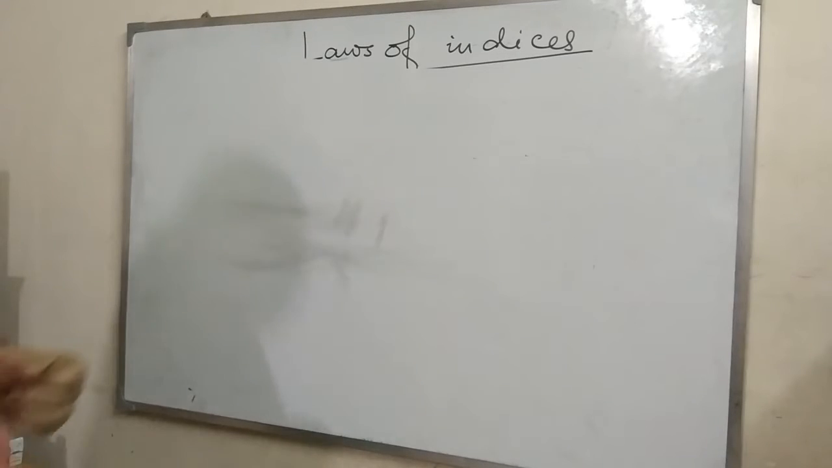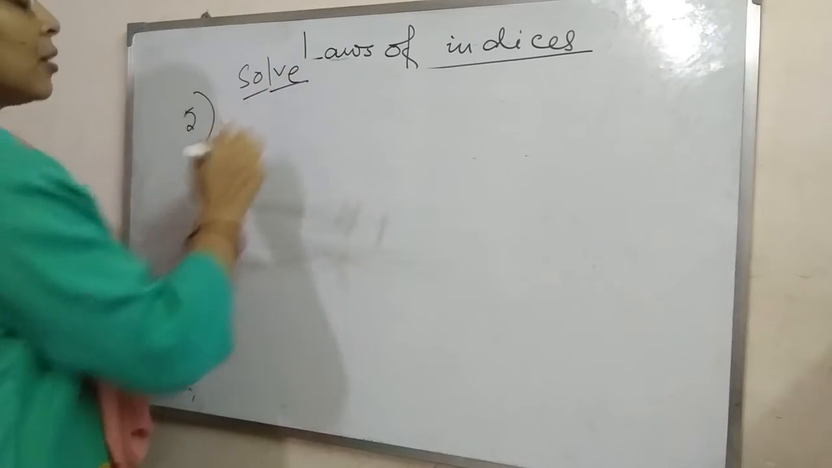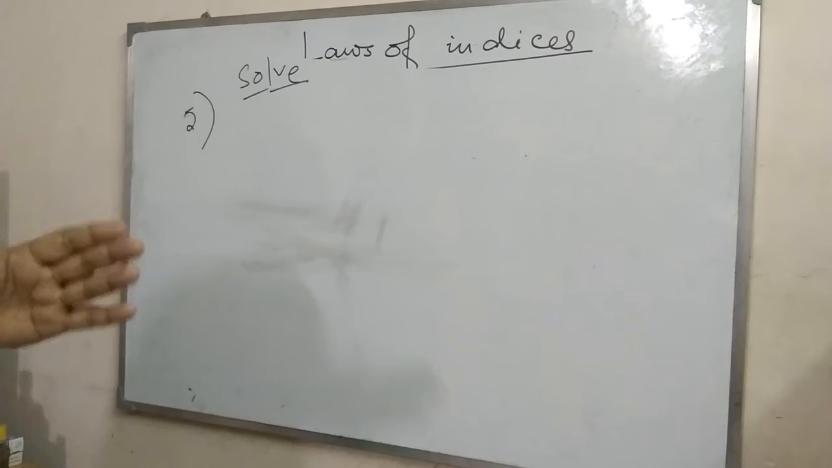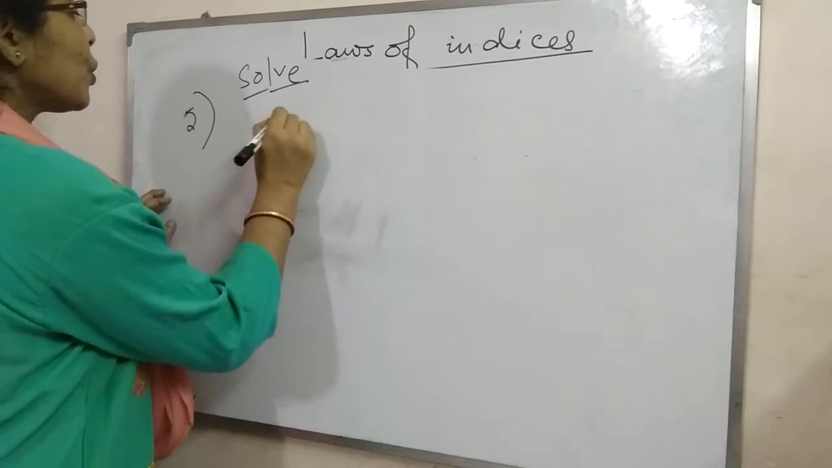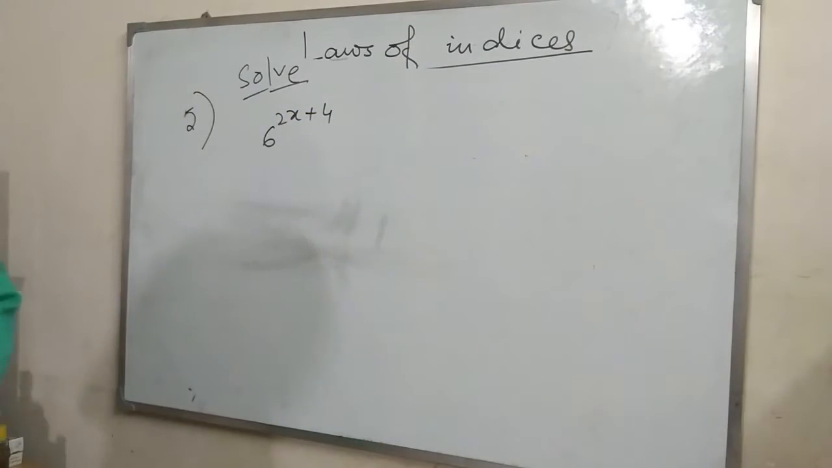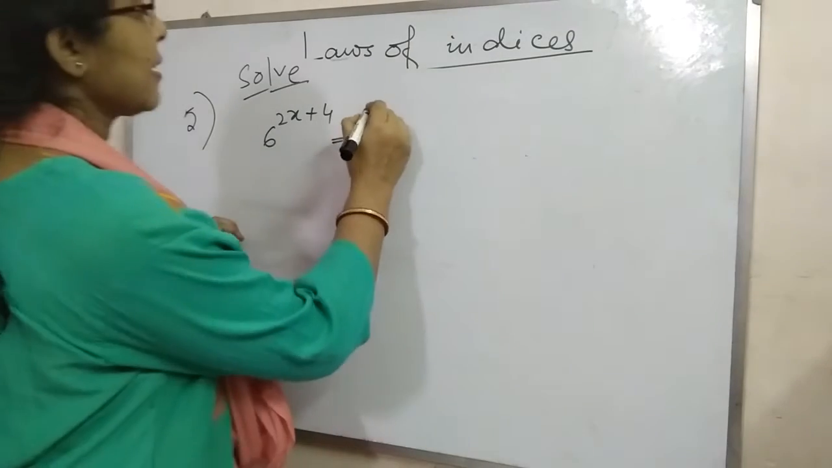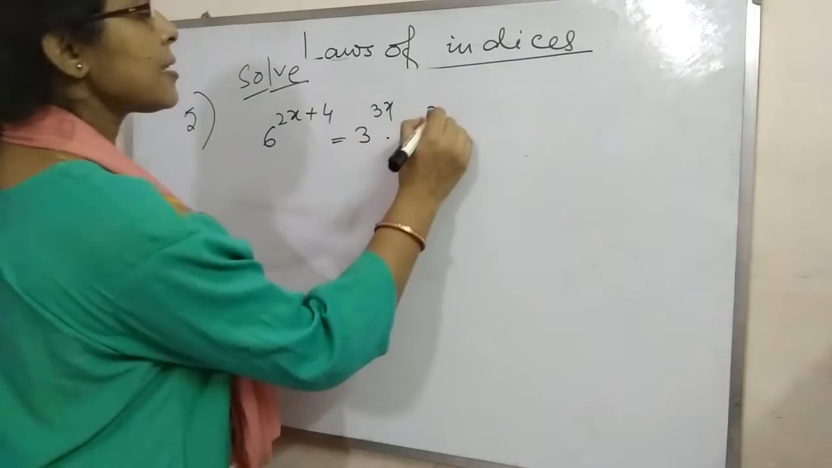Next, problem 5, solve. From here I have to find the value of x, that is the variable. Here the first sum is 6 to the power 2x plus 4 equal to 3 to the power 3x, and 2 to the power x plus 8.